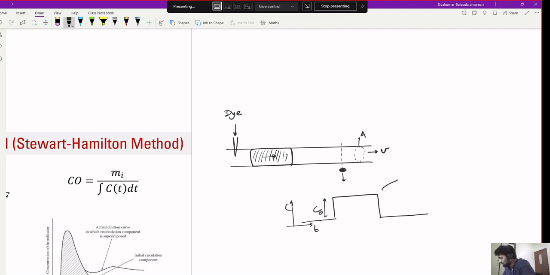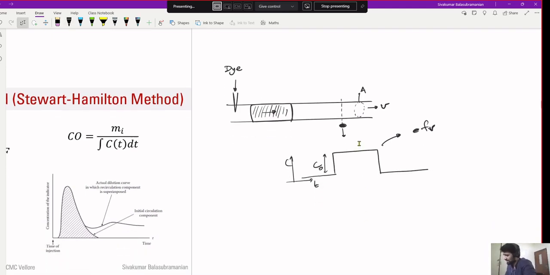Now the question is, can we use this to find out the flow rate, F? If so, how would we do that? Let's do a thought experiment. Let's assume that the flow rate was very slow. What would the concentration profile look like as detected by the detector?